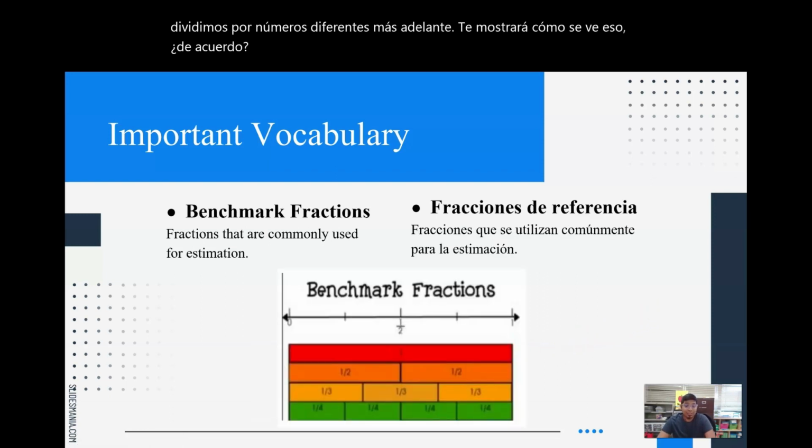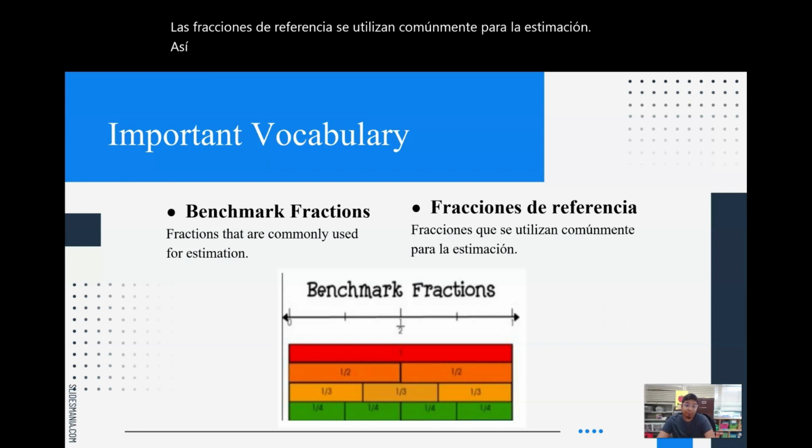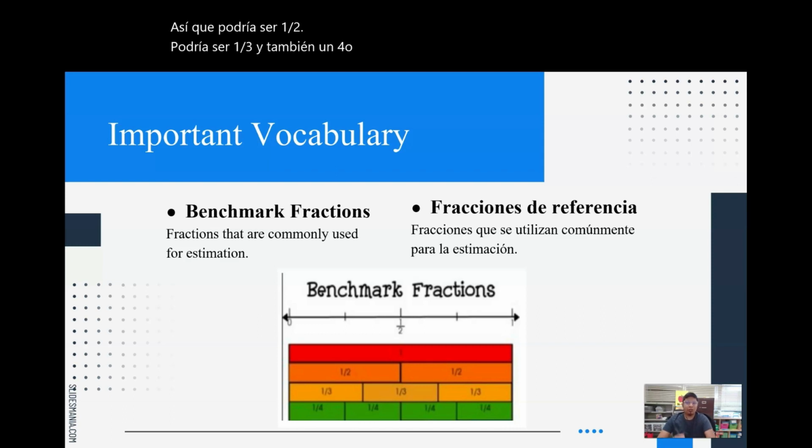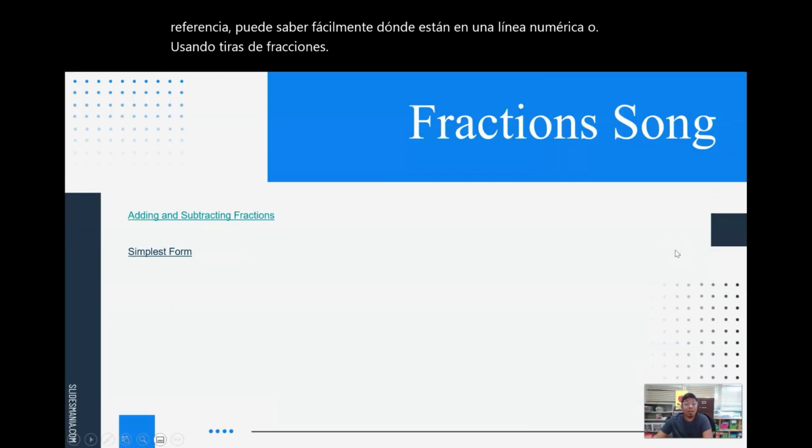Benchmark fractions. Fractions that are commonly used for estimation, okay? So it could be a half, it could be 1/3, and also 1/4. When you look at these benchmark fractions, you can easily tell where they're at on a number line or using fraction strips. Alright, let's get to our video and see what we can learn from it.